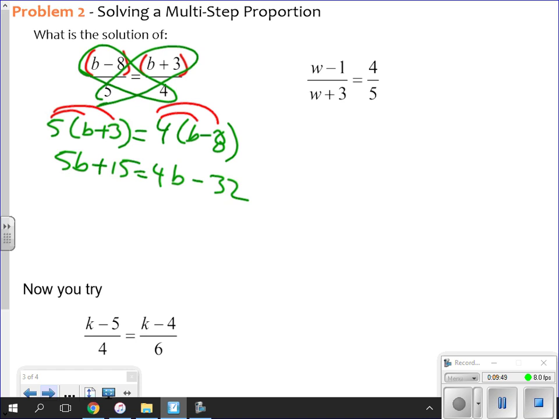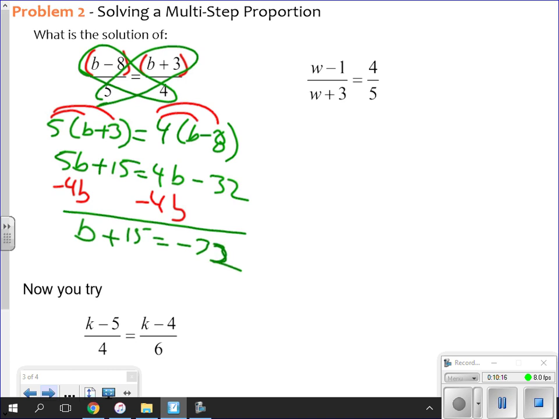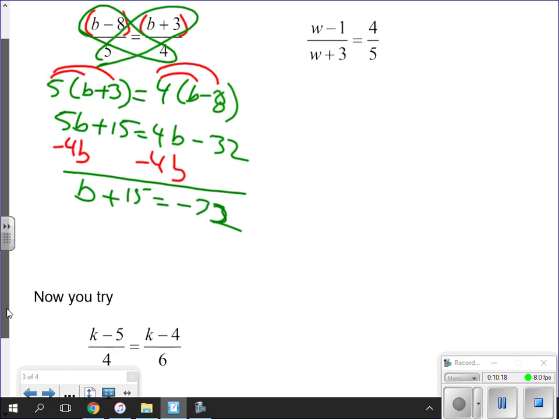And now it's a 2-step or a 3-step equation. Get your variables on one side. So I subtract 4b from each side. 5b minus 4b. How many b's do I have? 1b. That's nice. Plus 15 equals negative 32. Remember to bring down the negative. Once again, that's the thing a lot of students tend to forget.